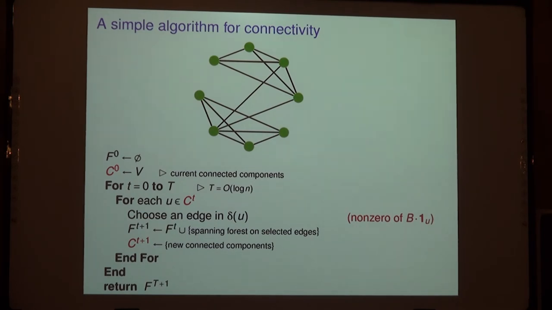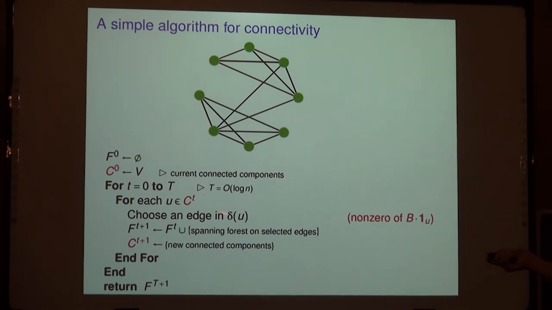At every point in time, we'll maintain a set of connected components in the graph. We start with C0 being the set of vertices. Initially, every vertex is a connected component on its own. Our algorithm proceeds over T rounds, and capital T will be order log n, so it's fairly quick. In each round, we look at each connected component U in the current graph. A connected component is just a subset of vertices. We select an edge that goes out of this connected component somehow. This is an offline algorithm, not a streaming algorithm yet.